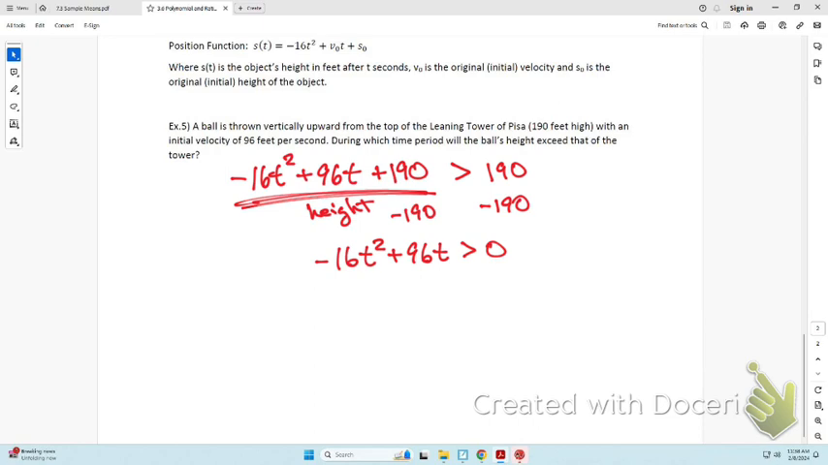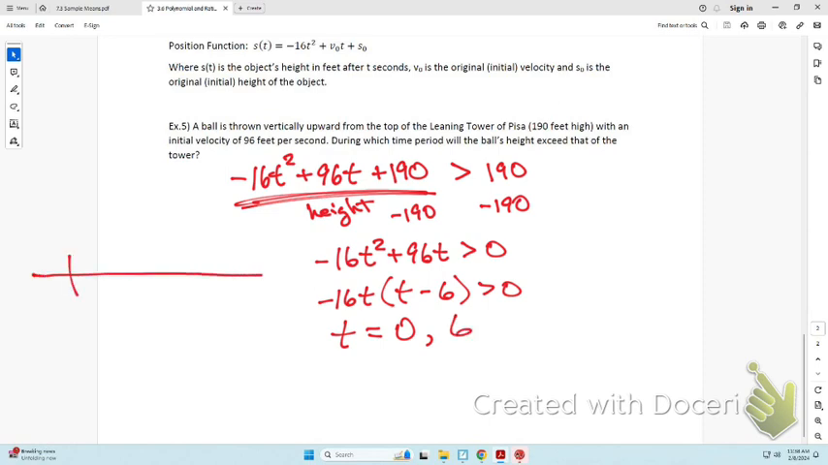Conveniently, 16 goes into 96. Factor out a 16t, and we have t minus 6 left. That means t equals 0 or positive 6. Now, if you're familiar with quadratics, you probably already know the answer. But just to be sure, we're going to test -1, 1, and 7. And whenever we get a true statement, then we got it.